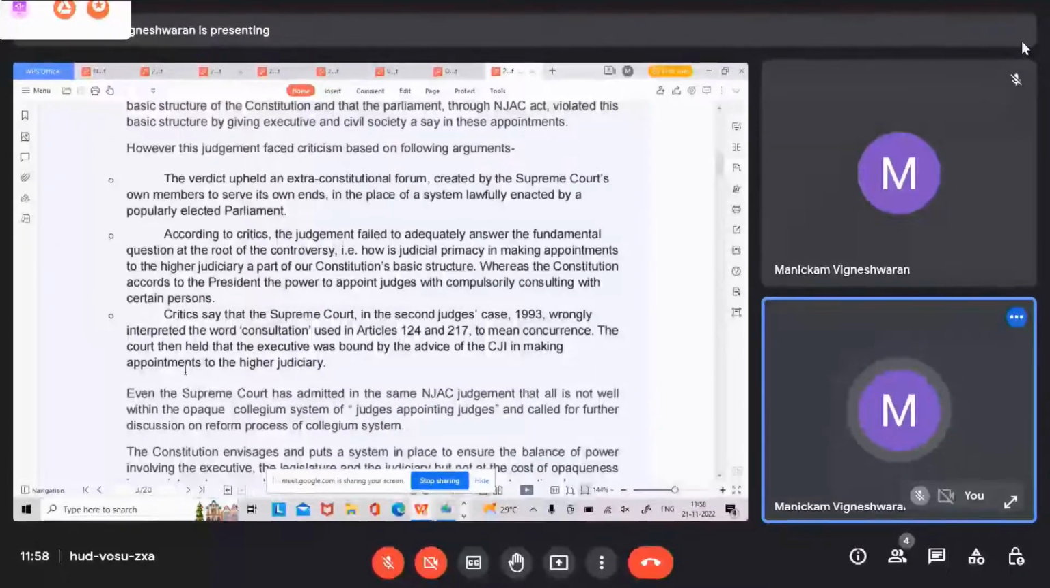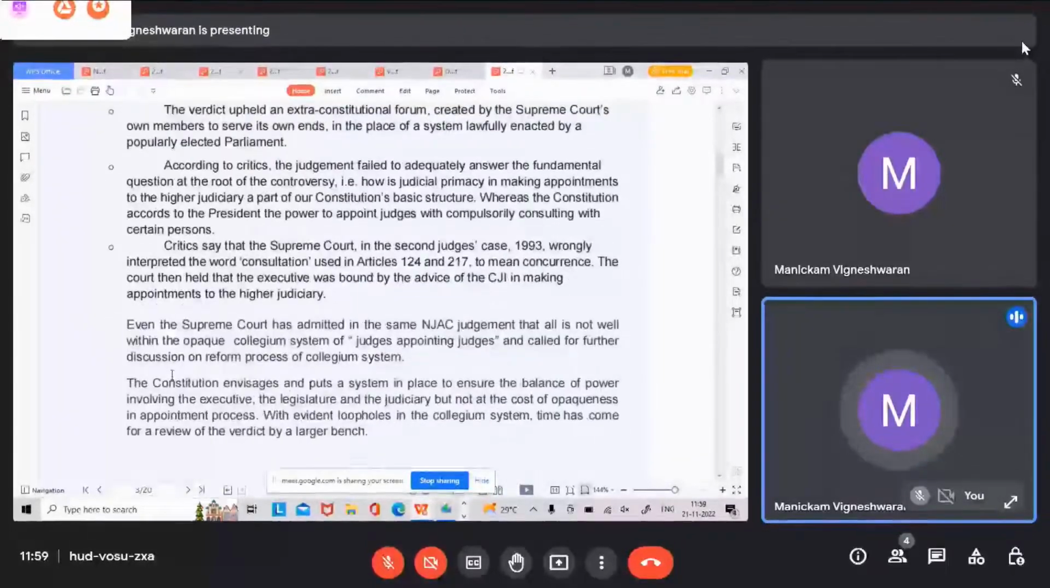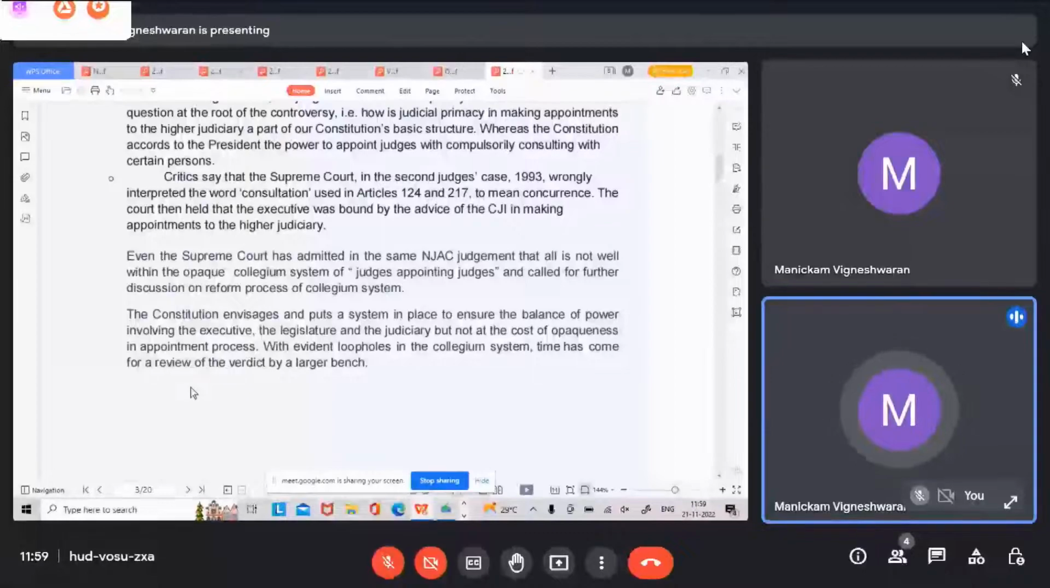Critics say that the Supreme Court in the Second Judges Case, 1993, wrongly interpreted the word consultation used in Articles 124 and 217 to mean concurrence. The court then held that the executive was bound by the advice of the CJI in making appointments to the higher judiciary. Even the Supreme Court has admitted in the same NJAC judgment that all is not well within the opaque collegium system of judges appointing judges, and called for further discussion on the reform process of the collegium system.